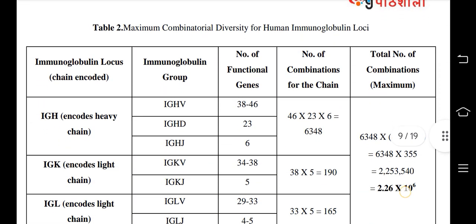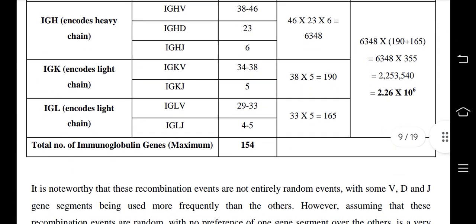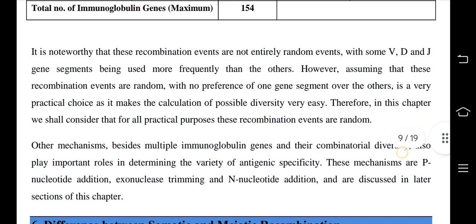Then immunoglobulin locus, IgH, IgK, IgL. It is noteworthy that these combination events are not entirely random, with some V, D, and J gene segments being used more frequently than others. However, we assume that recombination events are random, with no preference of one gene segment over the other. It is a very practical choice as it makes the calculations of possible diversity very easy. Therefore, in this chapter, I shall consider that for all practical purposes, the recombination events are random.